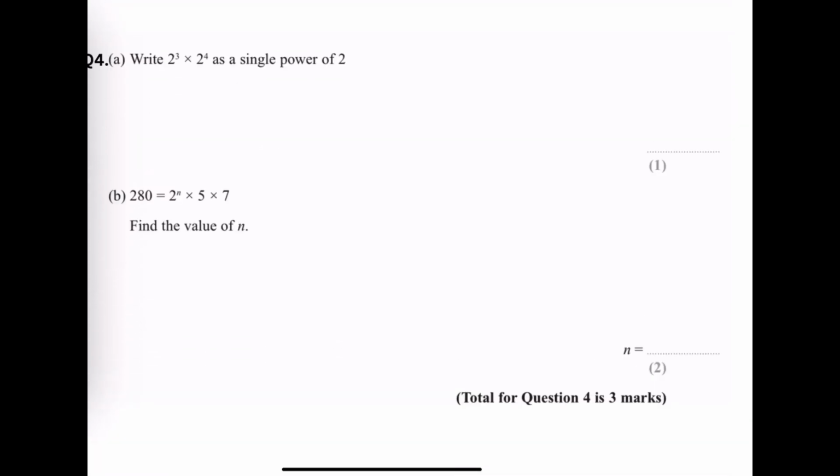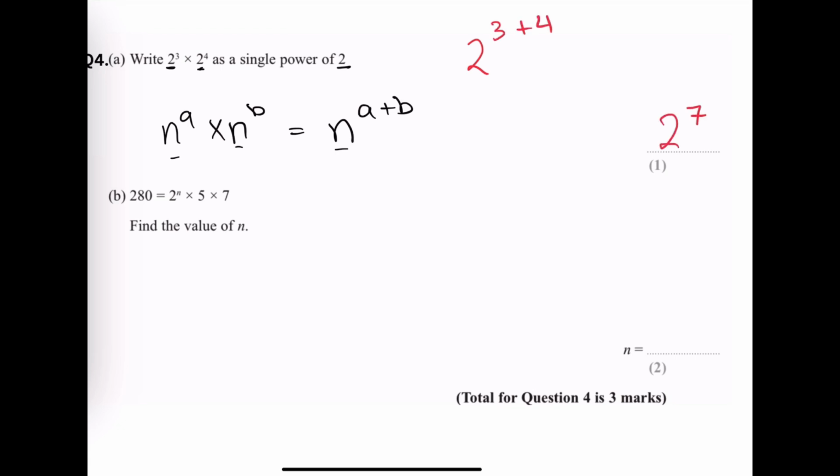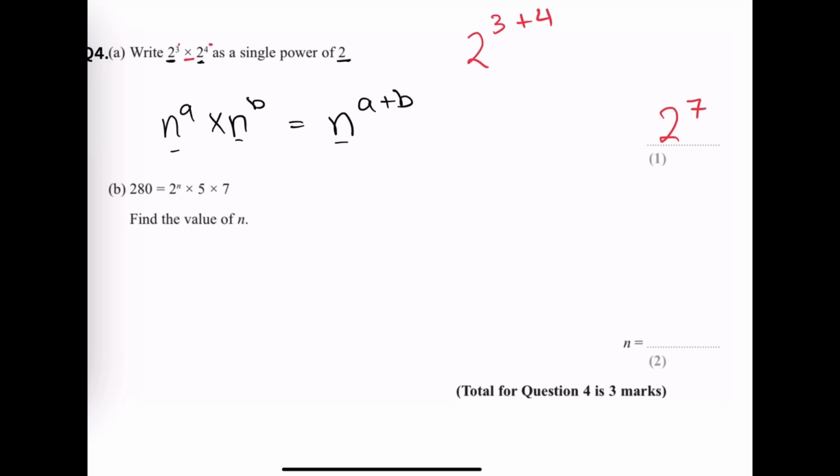Question 4, write 2^3 times 2^4 as a single power of 2. So they already made the base 2. So what we do is that if you see anything with n^a times n^b, it's always going to be n^(a+b), where n is the same number. This is the law of the indices. So if we just apply it here, we can see it will just be 2^(3+4). So it's 2^7. So if you see times, you know that you add whatever power it is.